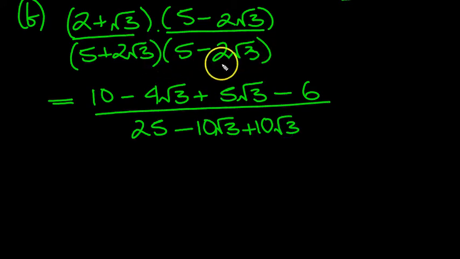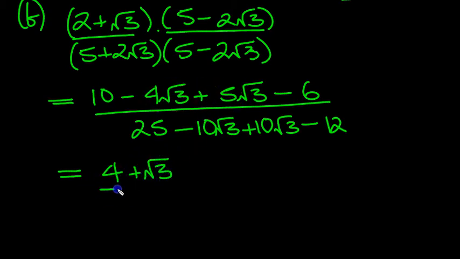The last term, plus times a minus is a minus. 2 times 2 is 4. And then root 3 times root 3 is 3. 4 3s are 12. So that's equal to then 10 minus 6 is 4. Take away 4 plus 5 root 3 is plus root 3, isn't it?